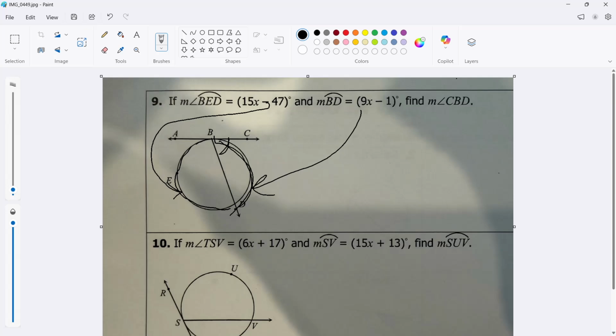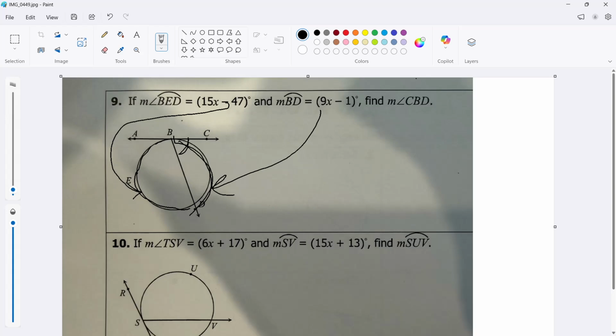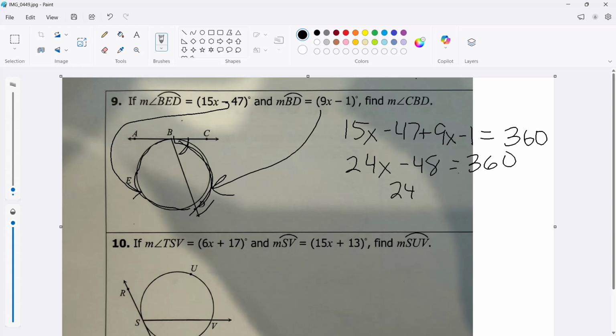And to figure out what each one of those are, I have to find x. And to find x, that's the whole circle. So I add those two, and it'll be 360. So 15x minus 47 plus 9x minus 1 equals 360, the total degrees around the circle. So 15 and 9, 24x minus 48 equals 360. 24x equals 360 plus 48 is 408.